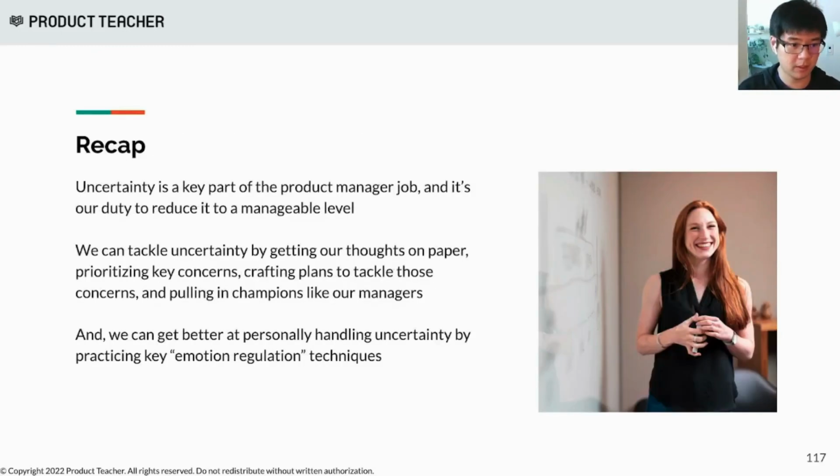To recap our lesson, uncertainty is a key part of our jobs as product managers, and it's our job to reduce it to a manageable level for us and for our colleagues. So what we can do is get all of our thoughts down on paper, prioritize the key gaps in knowledge, come up with plans to knock out those gaps, and loop in champions like our managers or other colleagues to help make sure that we are able to move forward and resolve the uncertainty.